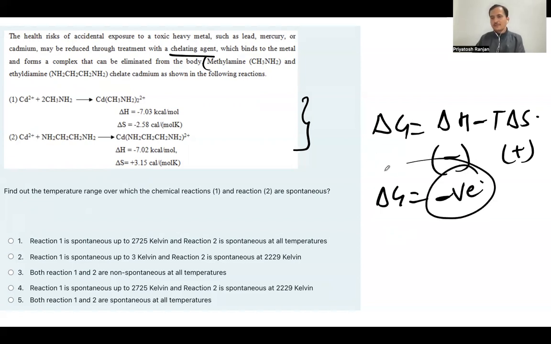Is this equation giving me a hint that this particular reaction is going to be spontaneous at all temperatures? By looking at these values, I can say this is going to happen at all temperatures. This particular reaction I'm talking about, cadmium 2+, which is a metal ion, combining with this chelating agent to form this complex, is going to be spontaneous at all the temperatures.